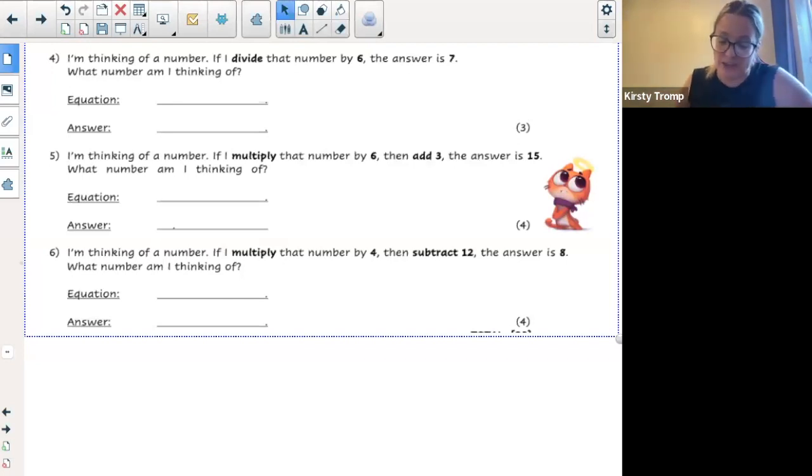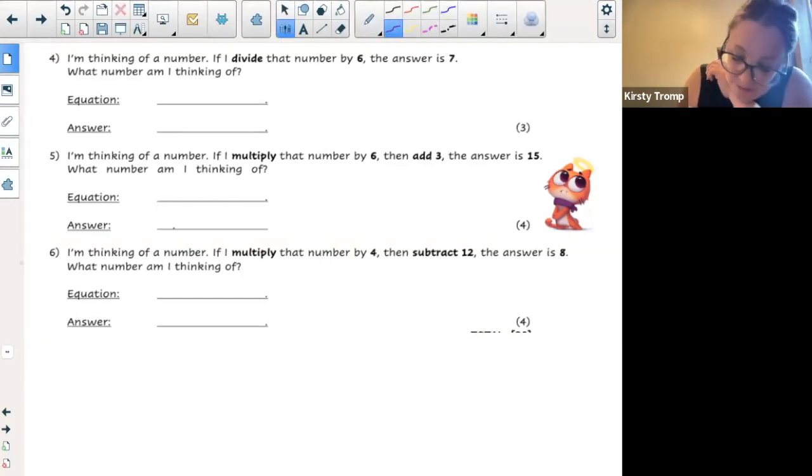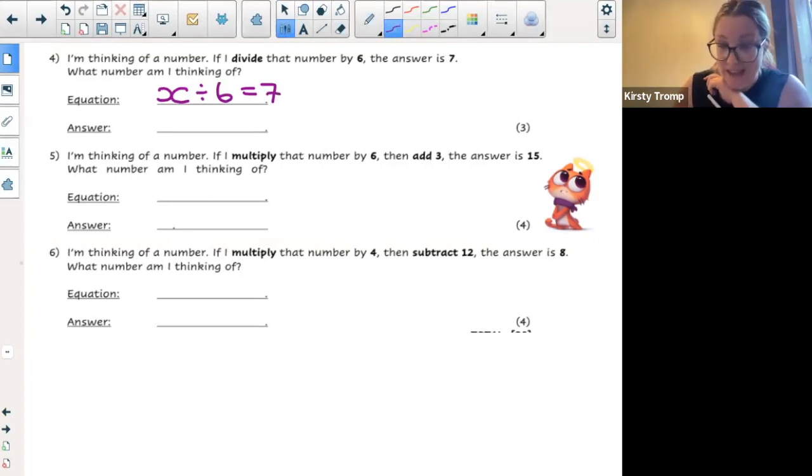How does my equation look? Let's read it first. If I divide the number by 6, the answer is 7. Okay, how does your equation look? It is going to be x divided by 6 is equal to 7. Well done. X divided by 6 equals 7. Okay, do you have an answer for me? What's x equal to? Katlego? Katlego, are you still there?